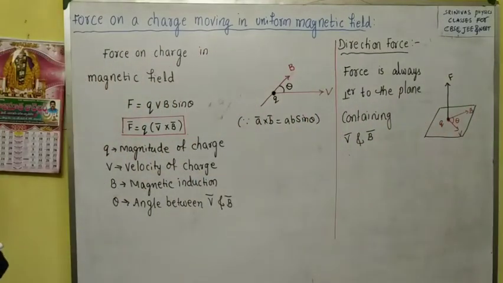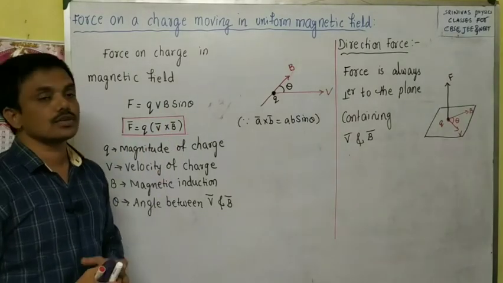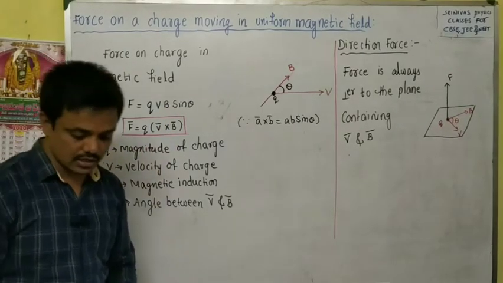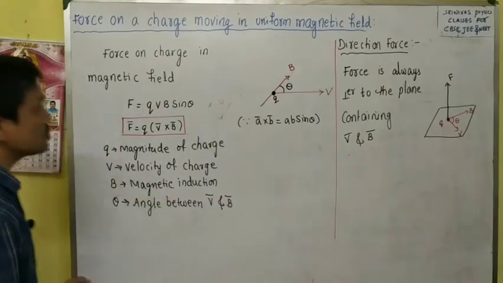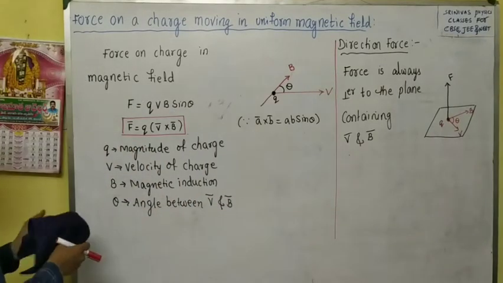Now let us discuss some cases, based on different angles, for the force. Let us go for the first: if the charge moves in the direction of the magnetic field, then what happens?